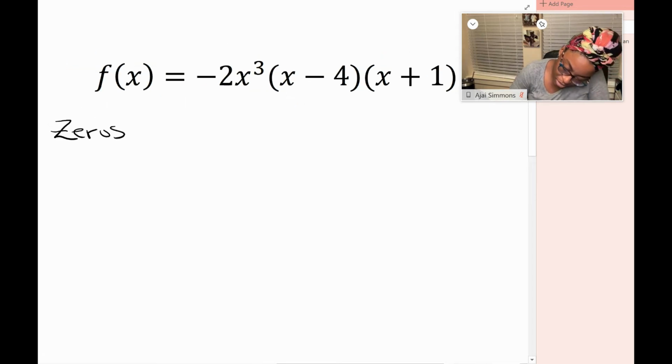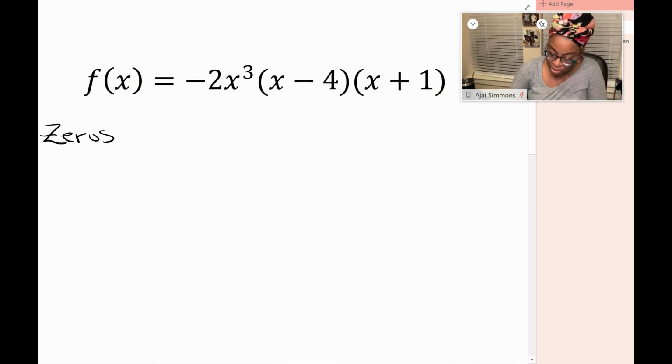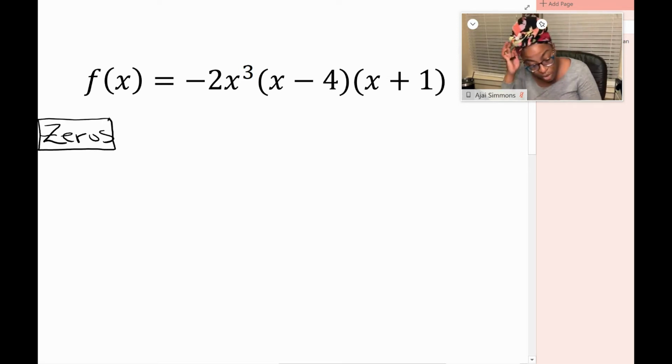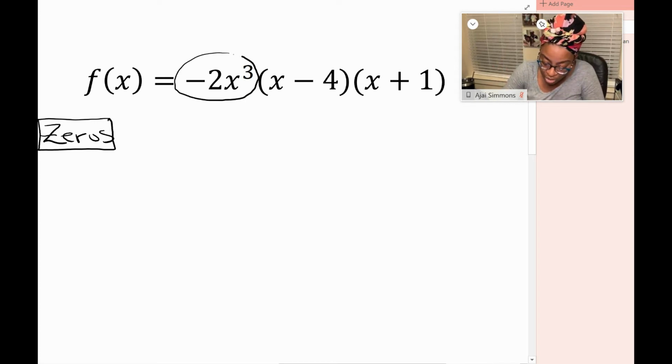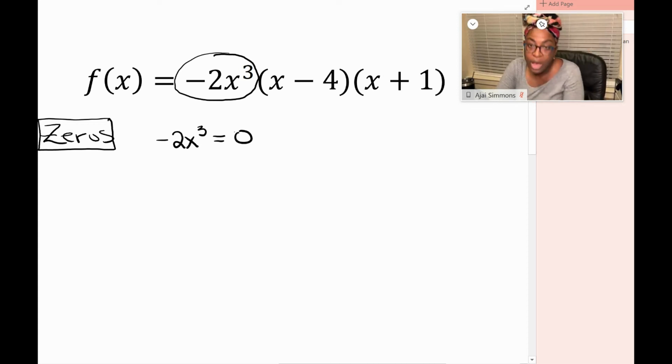Let me blow this up a little bit. Okay, so let's talk about the zeros. And this is where you set each one of your factors equal to 0. So I have a monomial here. I'm using a fancy word, monomial. That means you don't have 2 terms, it's just 1 term. I still need to set that equal to 0 and make sure that there's not a value of x that I can solve for. So if I take negative 2x to the third and set it equal to 0, I'm going to go through and I'll solve for x.